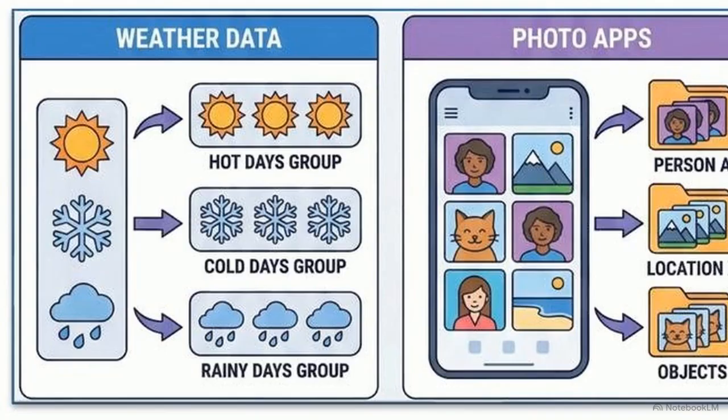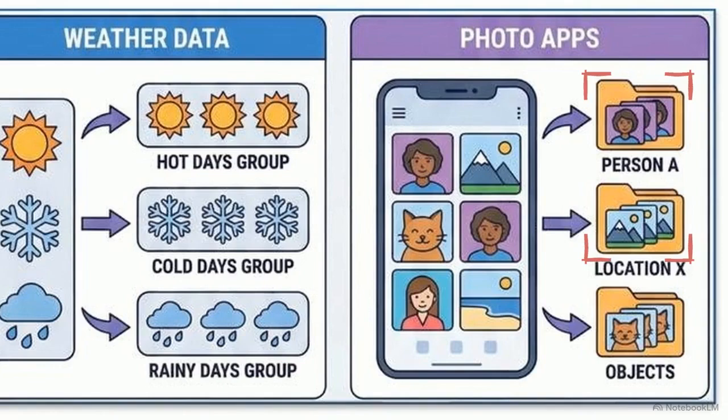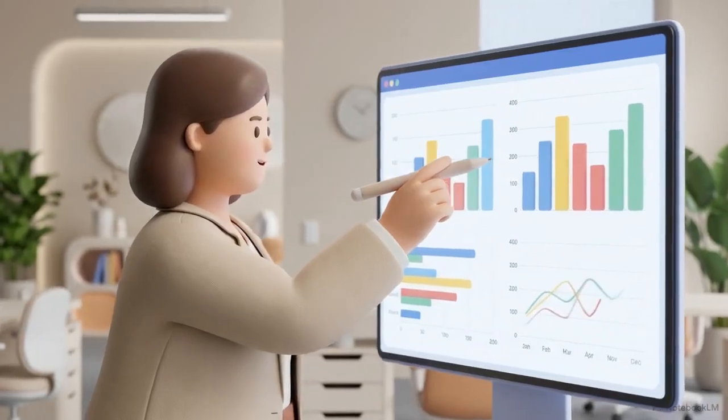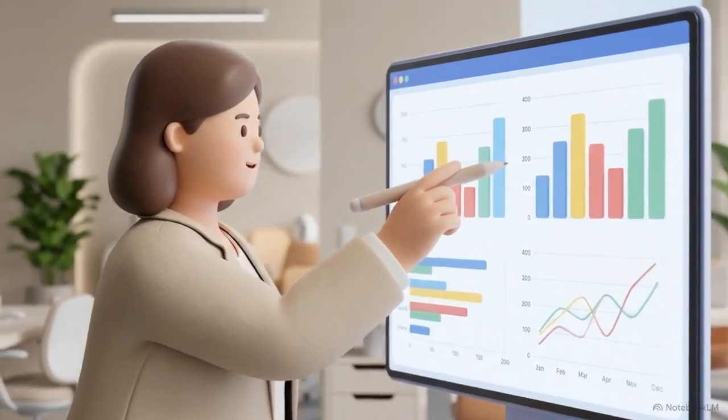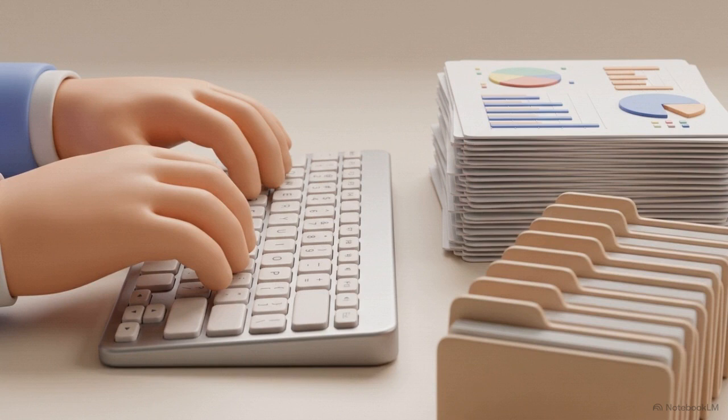This illustration shows how AI uses this data for processes like clustering. On the left, it groups weather data into hot, cold, or rainy days. On the right, it automatically sorts photos into folders based on the person or location. The next time you see a data visualization or a predictive AI, remember that the result is not magic. It relies on the human-driven process of turning a chaotic world into structured data.